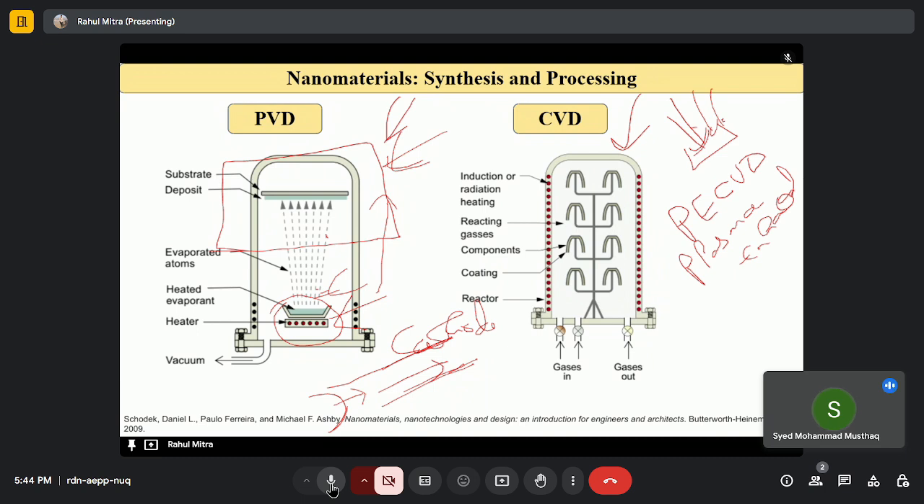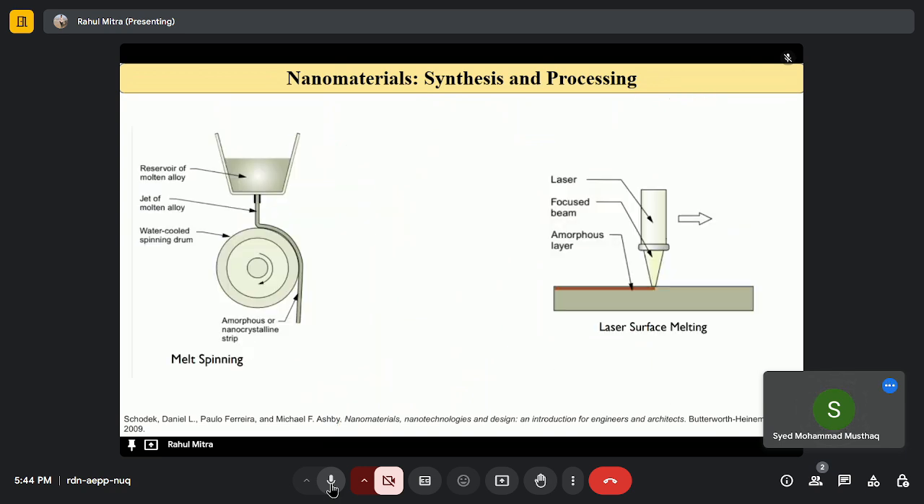So please remember this. We can form nanocrystalline and amorphous. Both types of materials can be formed by using this process. Next slide.